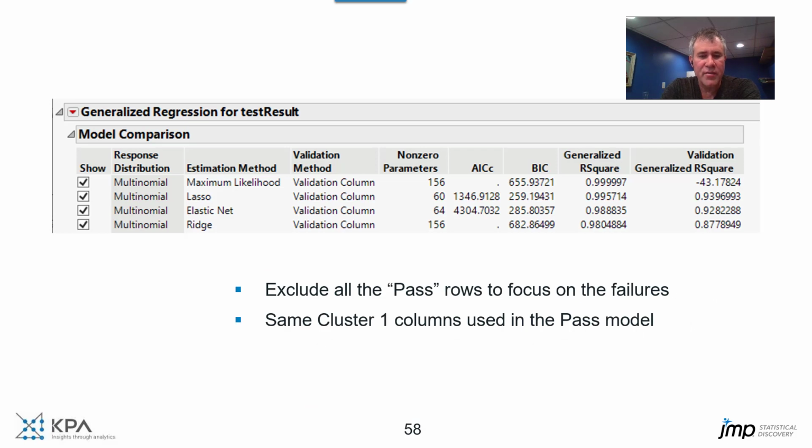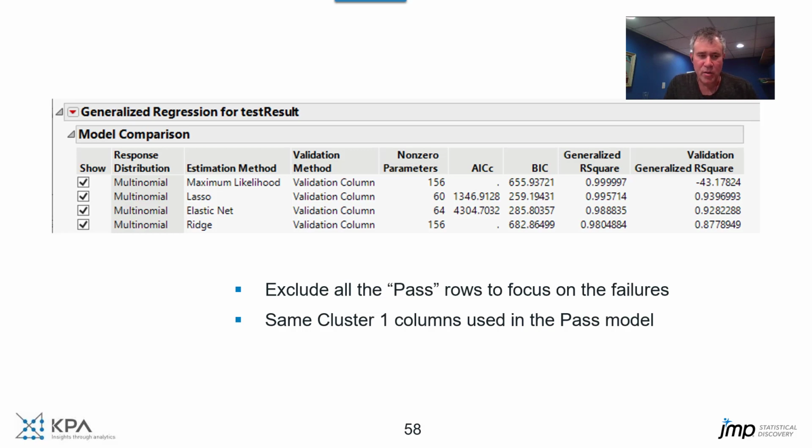So at this point, we've had some success using those cluster 1 columns in a binary pass-fail model, but when I broke out the SHAP values for that model by the different failure modes, I wasn't able to discern much of a pattern. So what I did next was fit the failure mode response column, test result, using the cluster 1 columns, but I excluded all the pass rows so that the modeling procedure would focus exclusively on discerning which failure mode it is, given that we have a failure.